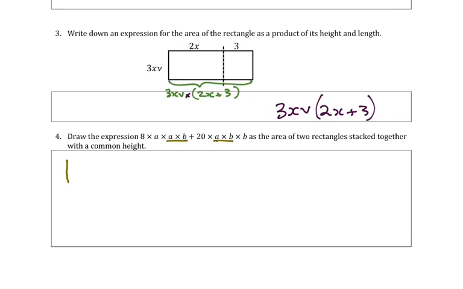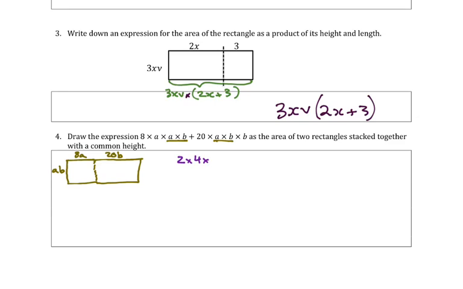Here I've underlined a times b and a times b in both terms, and this is a common factor. So we could create two rectangles where the height was a times b, or ab. If the height of the first rectangle is ab, then its width must be 8a, so that its area is 8aab. Similarly, the width of the second rectangle must be 20b to make the area 20abb. So here we have drawn the expression as the area of two rectangles stacked together with a common height.